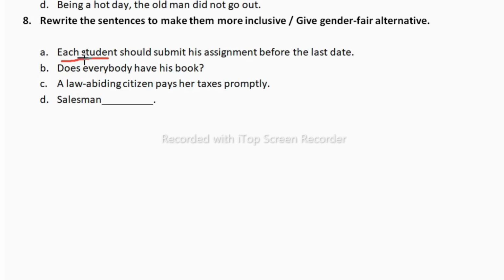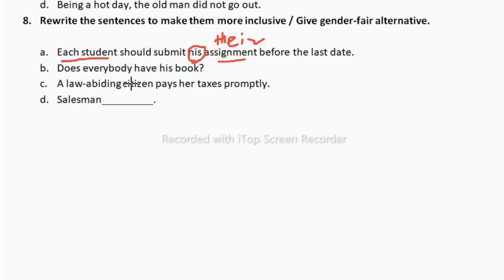So we should take a singular verb, and whatever things we are taking, we should take singular for it. So "each student should submit their assignment", not "his assignment". "Their assignment" will be the correct one, because it is a possessive adjective. "Their" is the adjective and "assignment" is the noun.